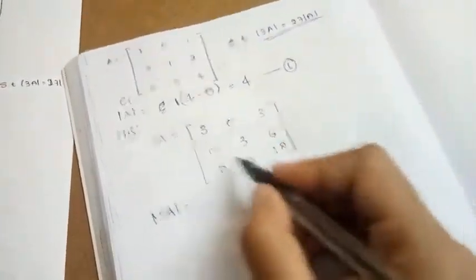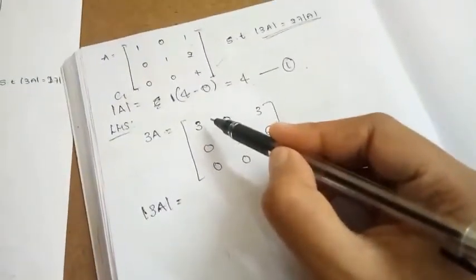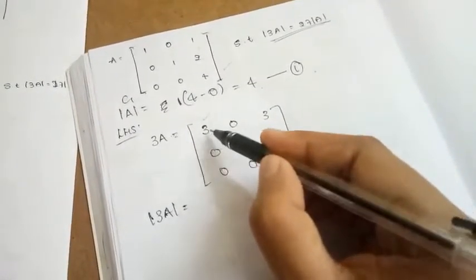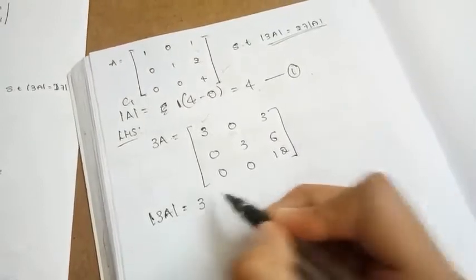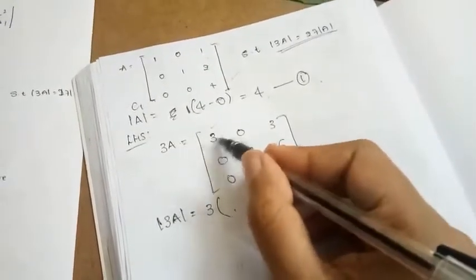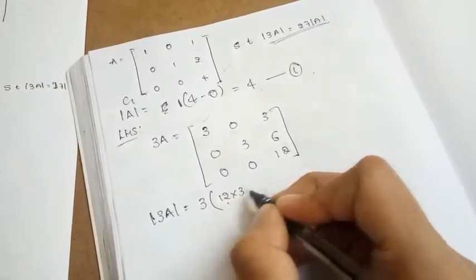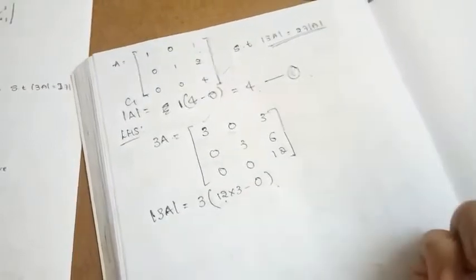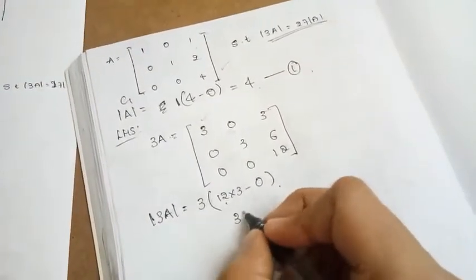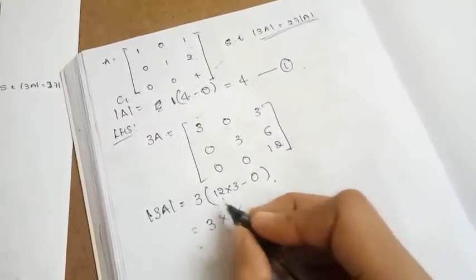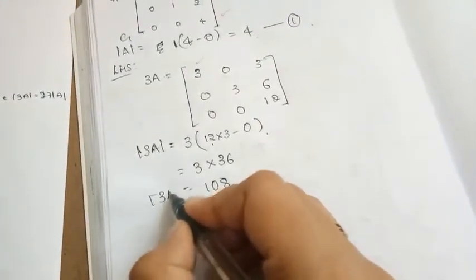So for the determinant value of this matrix, again the thing is which row or which column you are expanding through. Again I am going with the column C1 itself because it consists of 2 zeros here. So 3, neglecting this row and column, the remaining elements 12 into 3, 12 into 3 minus 6 into 0, it is 0. So 12 3s are 36 into 3, after multiplying 8, 6 3s are 18, 1 carry, 3 is 9, 108. So this is how we are going to get the determinant value of matrix 3A.